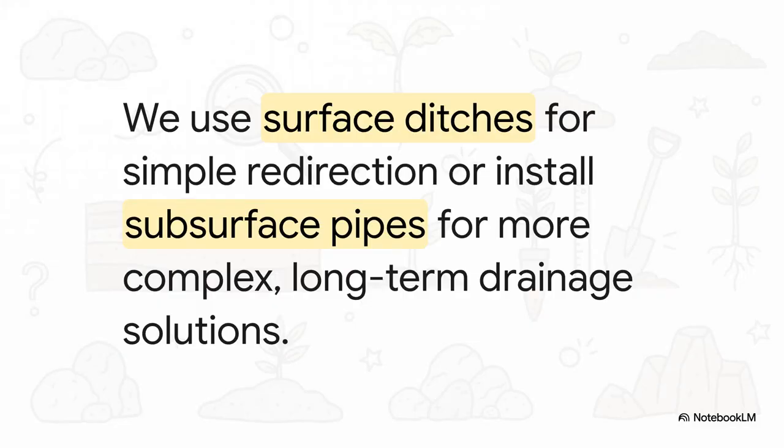The good news is we can manage this stuff. For simple issues, you might just need some surface ditches to redirect the flow. But for those more stubborn problems, especially on valuable farmland, you can install a subsurface drainage system, which is basically a network of buried, perforated pipes. It's a more permanent solution for getting that water table under control.